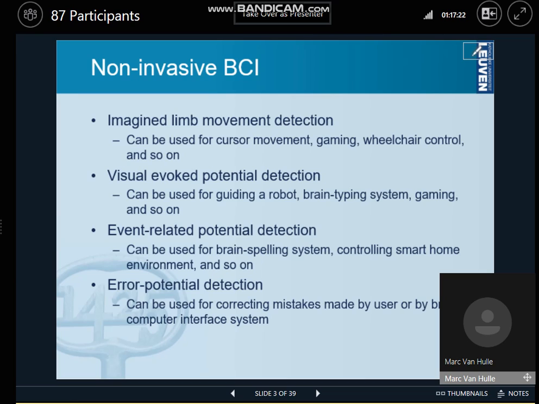So if you look at non-invasive BCI, you have different paradigms. We're going to discuss a few of them, the most important ones. So imagined movement detection, there it is. This is what we will be focusing on. So you imagine that you move a limb, but there is no actual movement. So just imagine that you're moving a hand, an arm, a finger, a foot, a leg, whatever.